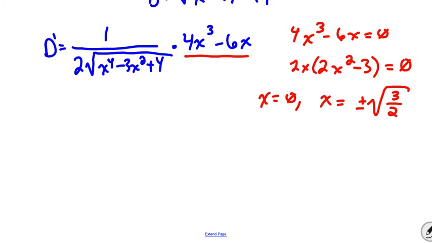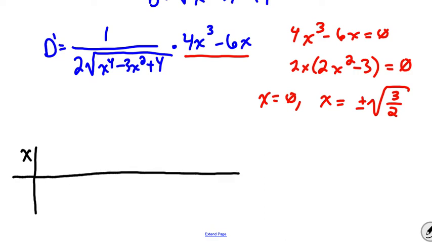All right, so let's plug in our values. We have 3 numbers that we need to check and also some values around them. So I'm going to make kind of a bigger table here. I have negative square root of 3 over 2. I need a number less than that. So let's make sure we're definitely less. So negative square root of 5. Negative square root of 3 over 2.